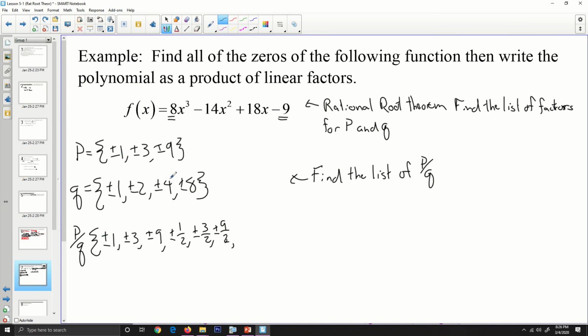I'm going to go over to my 4, and I'll go plus or minus 1 over 4, plus or minus 3 over 4, and then plus or minus 9 over 4, and none of those reduce to any of the ones that came before it.